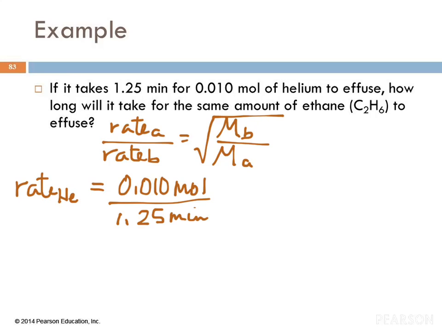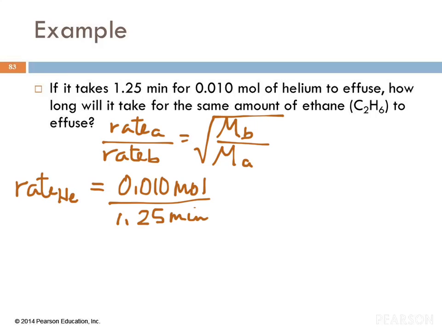So we're looking for time. How long will it take for the same amount? So if we found the rate for ethane, we could find the time because we know this number of moles. This is the ratio of molar masses. Do we know the molar masses? We can figure them out, right?